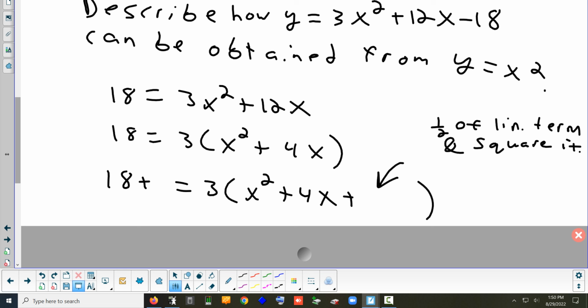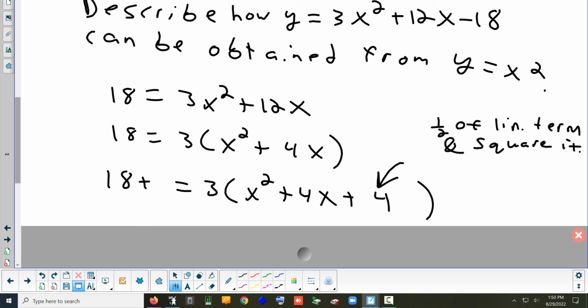4. So it's just a coincidence here that it matches, but if this was like a 6, half of 6 is 3. 3 squared would have been 9. So take half of the coefficient of the linear term and square it. Now, you just added something on the right. You just unbalanced it. What are you going to add on the left to balance it?